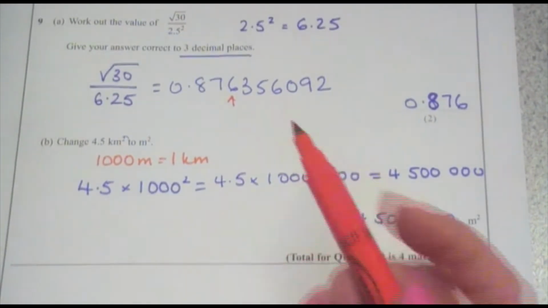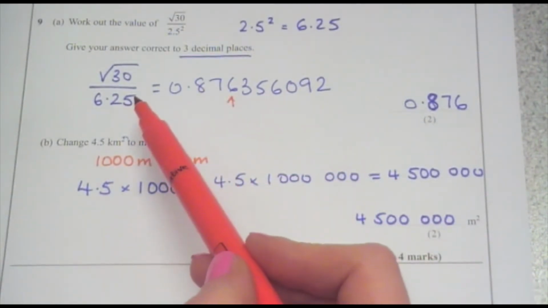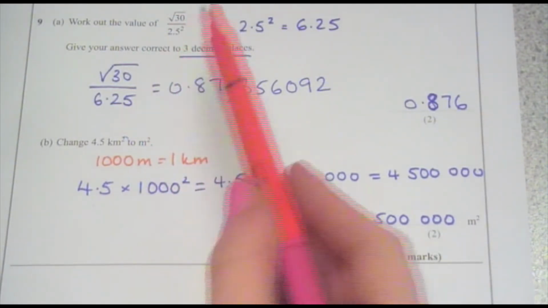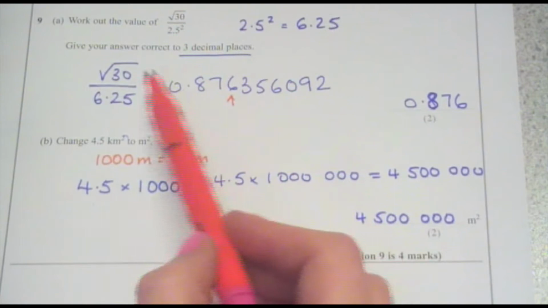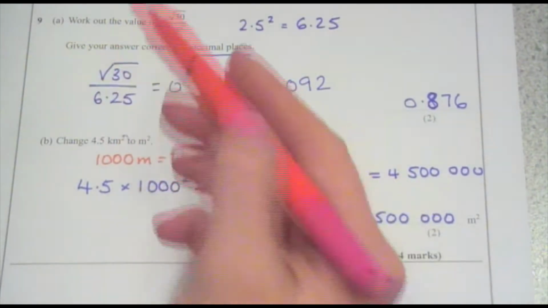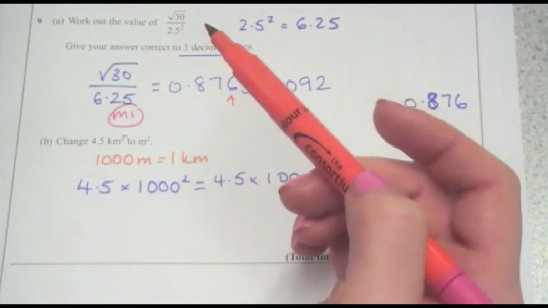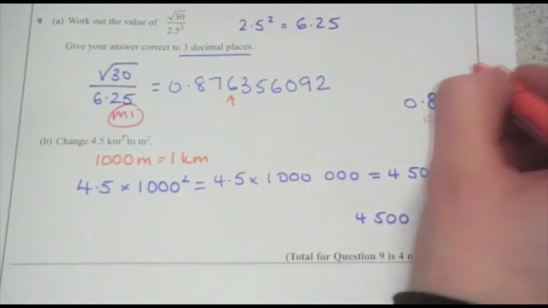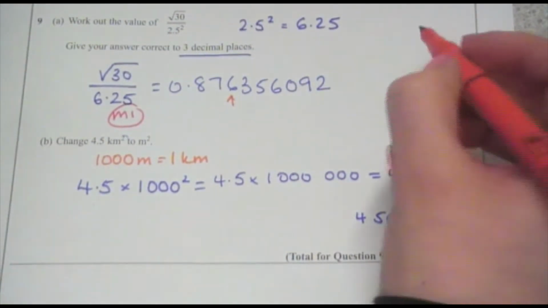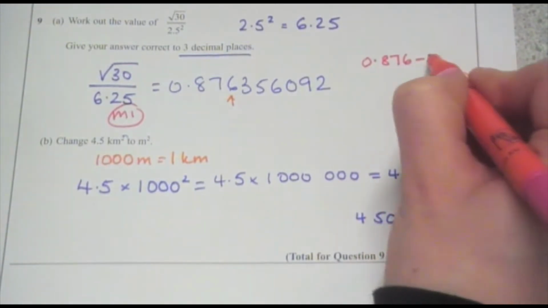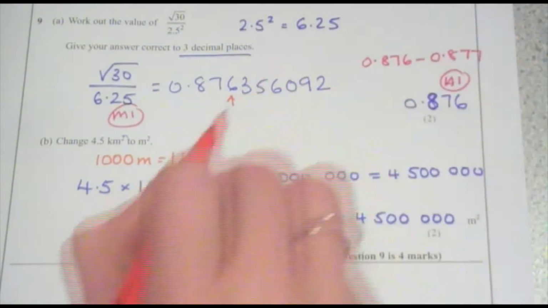So for the marks on question 9a, for the first mark, they need to have seen that I've either calculated the numerator or the denominator. I chose to do the denominator, and then I would do the original numerator divided by that denominator. That is 1 mark. You may have chosen to work out the square root of 30 and then divided it by 2.5 squared. It's up to you. My final mark is my answer mark, and I would get an answer mark for any answer in the range 0.876 to 0.877.